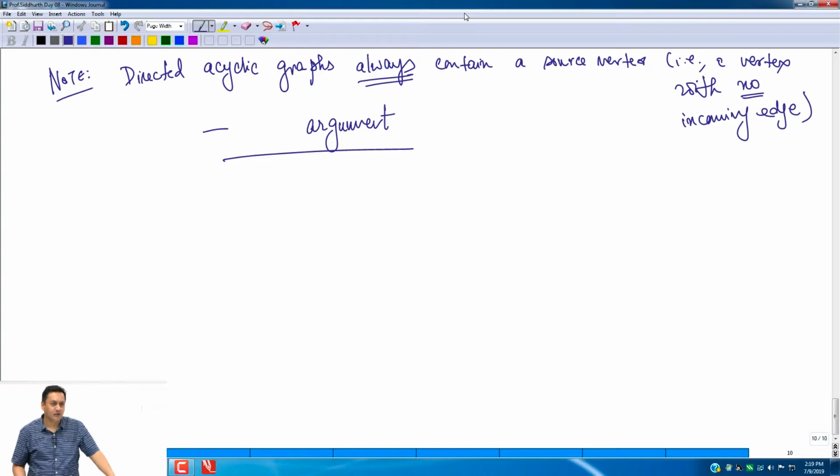Perfect. It's a path argument. Right. The idea is, okay, pick an arbitrary vertex. Your graph is acyclic. Two possibilities. Either this vertex has no incoming edge, in which case you are done. Otherwise, the vertex has an incoming edge. So you go to the predecessor, the vertex that's pointing to it.